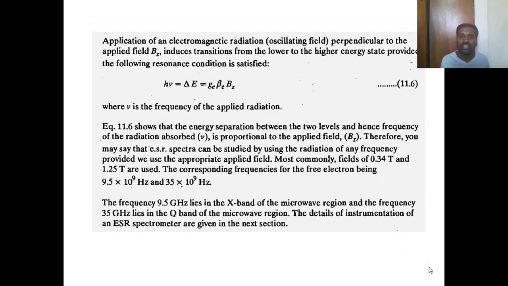Therefore, h mu is equal to g_e beta_e into Bz. When is the resonance condition satisfied? When the mu of the incoming or absorbed radiation corresponds to delta E. But since delta E itself is relative to the field strength, you can have resonance conditions satisfied for different values of Bz. So you can have a range of Bz, and for every Bz value there is a corresponding mu value. What is mu? It is the frequency of the applied radiation or the absorbed radiation.